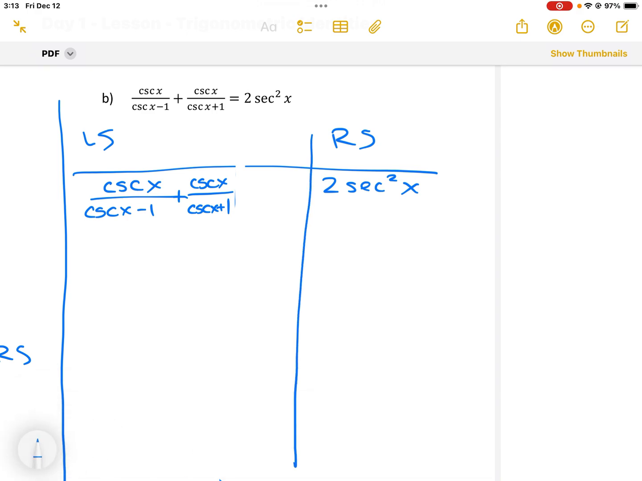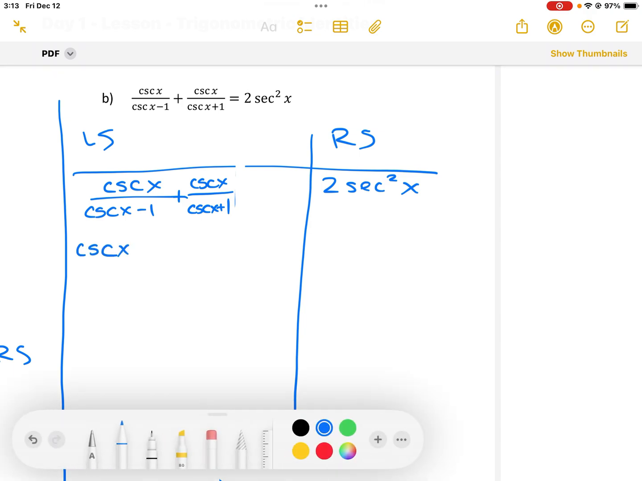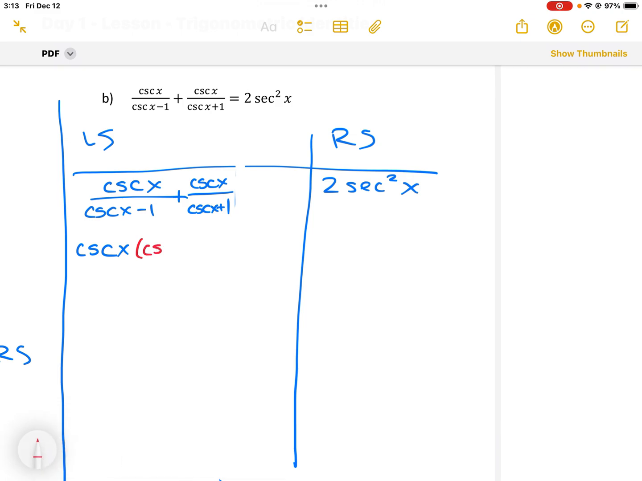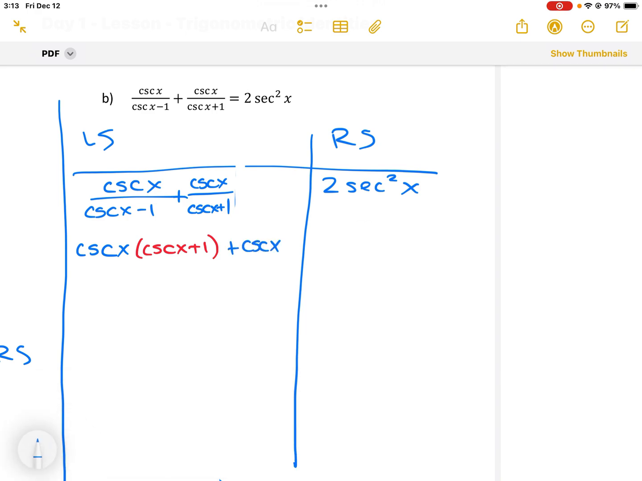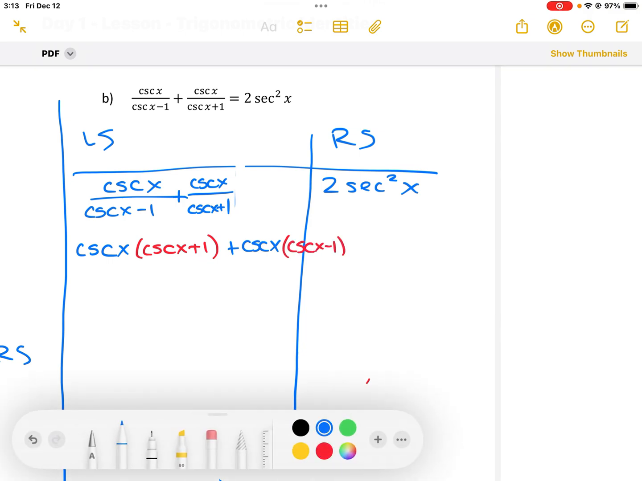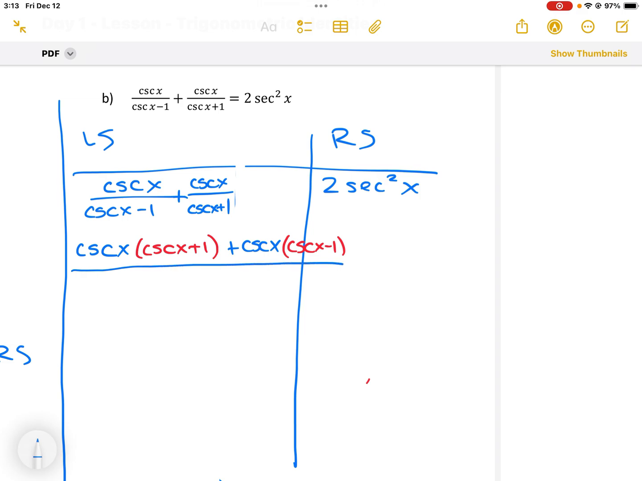So I notice on the left that I've got two terms, and on the right, I only have one term. So I'm going to find a common denominator by multiplying both sides by the other denominator, and I'm going to add them together. So then I've got plus cosecant x, cosecant x minus 1. And then my common denominator on the bottom is cosecant x minus 1 times cosecant x plus 1.